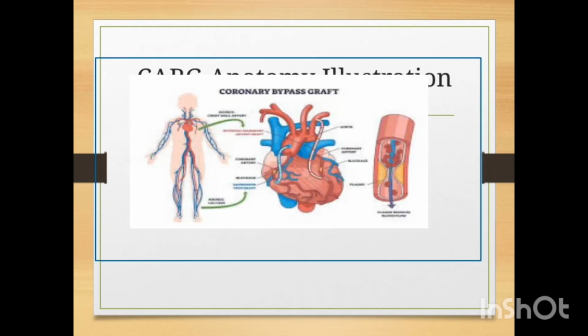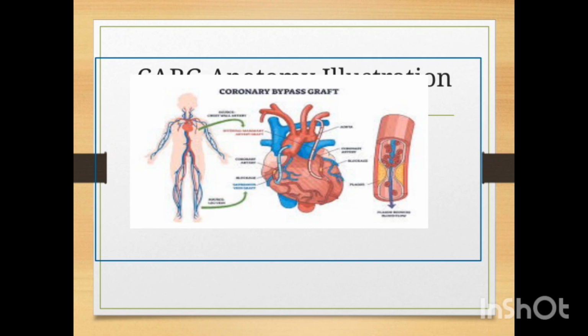Let's take a closer look at this illustration of the heart's anatomy, specifically highlighting the coronary arteries. As you can see here, the coronary arteries are essential because they supply oxygen-rich blood to the heart muscle itself. In the context of CABG, or coronary artery bypass grafting, understanding this anatomy is crucial. The procedure involves creating new pathways around blocked or narrowed arteries to restore proper blood flow.